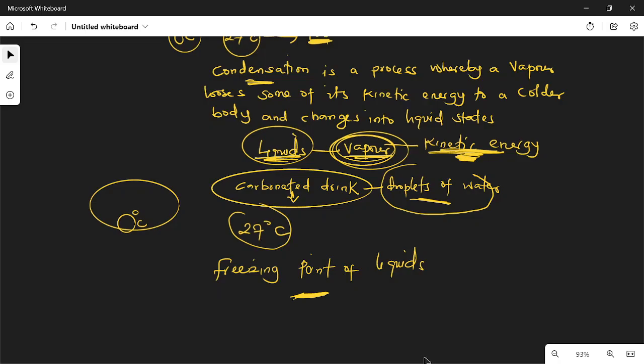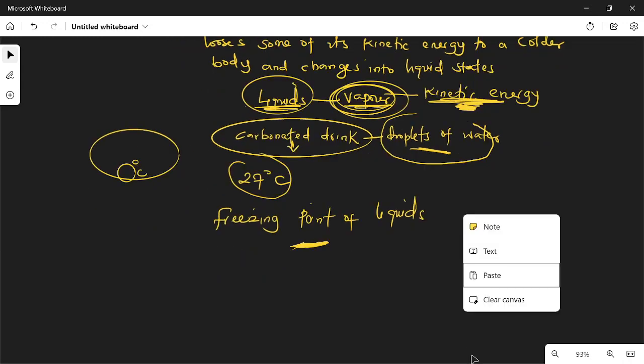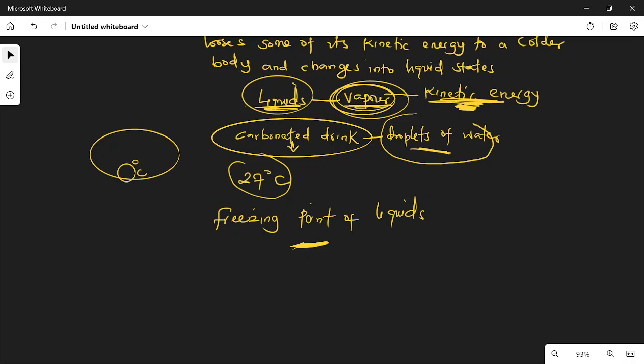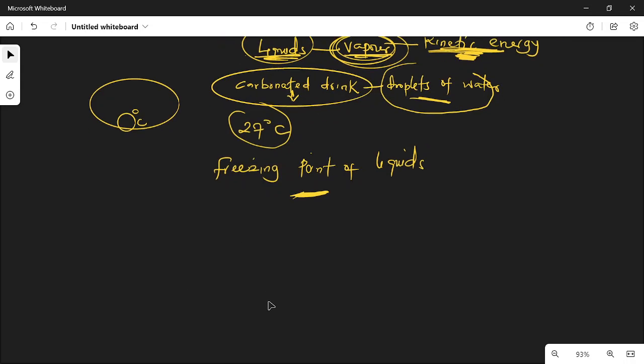Very, very important, it gets to a point where we call the freezing point of liquids. So take note of that. Now let's move to gases. I think that will be the one I'll conclude. Let's talk about gases now.